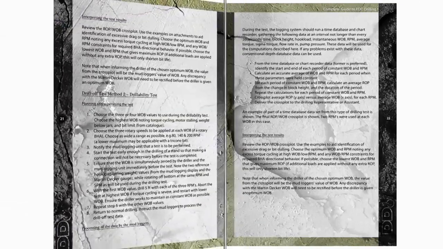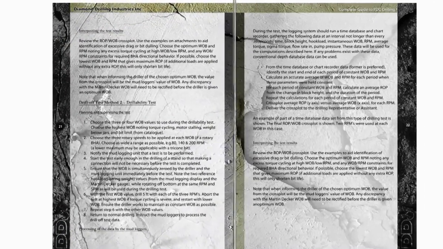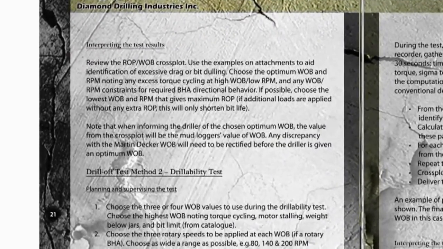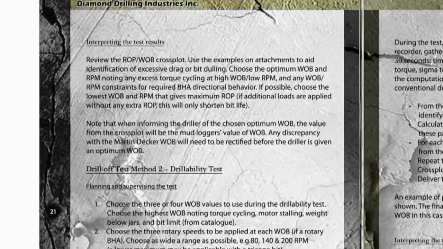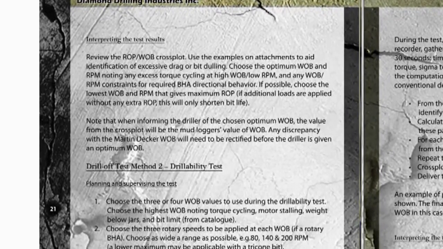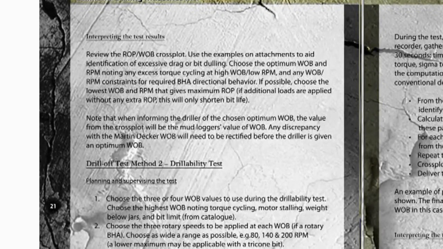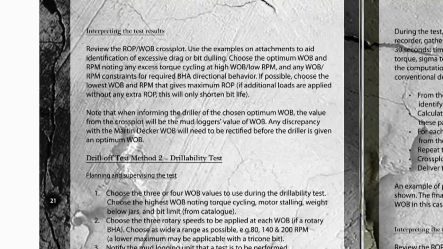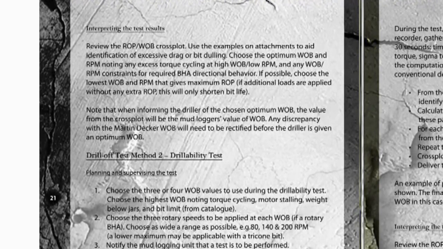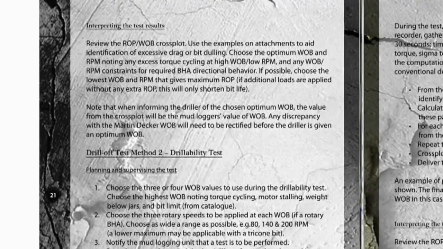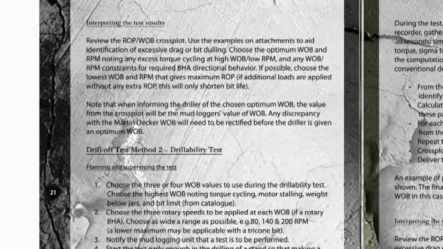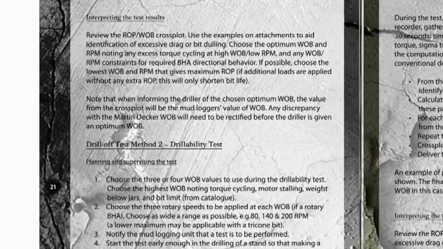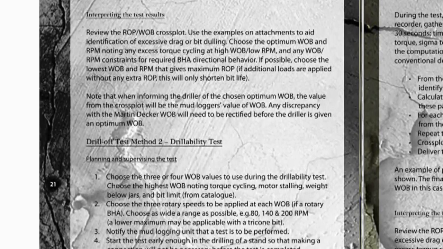Interpreting the test results. Review the ROP-WOB crossplot. Use the examples on attachments to aid identification of excessive drag or bit dulling. Choose the optimum WOB and RPM, noting any excess torque cycling at high WOB or low RPM, and any WOB or RPM constraints for required BHA directional behavior. If possible, choose the lowest WOB and RPM that gives maximum ROP. If additional loads are applied without any extra ROP, this will only shorten bit life.